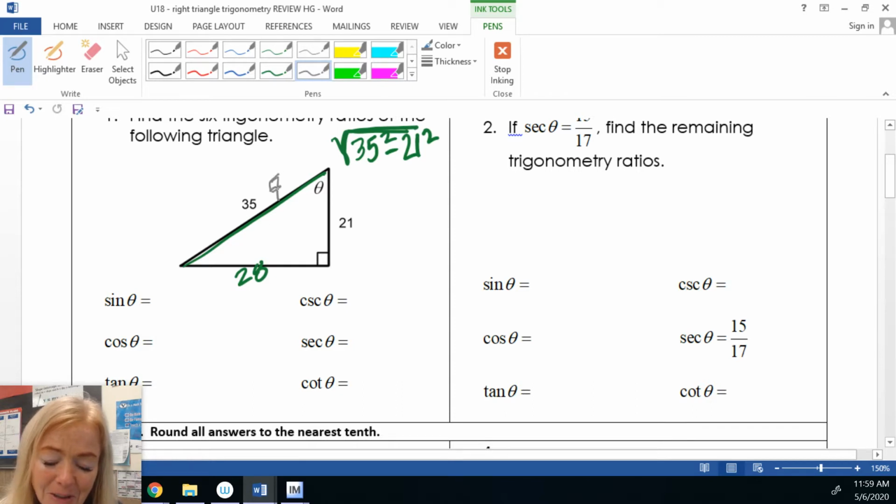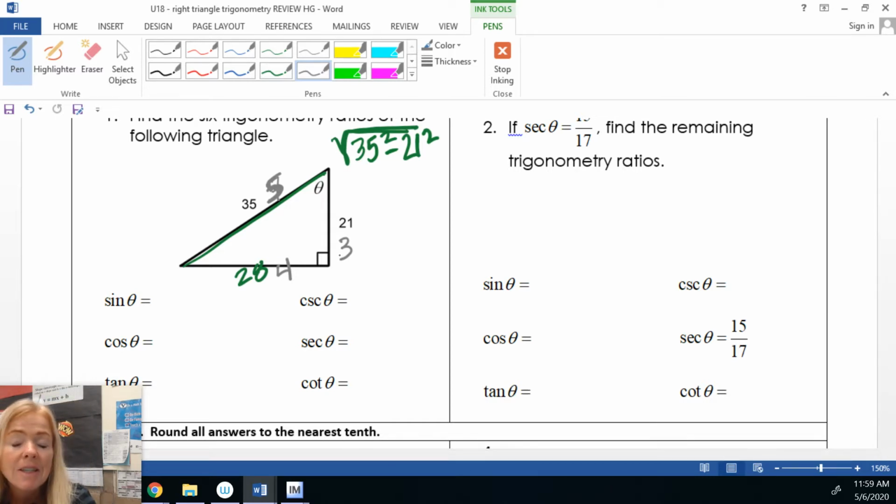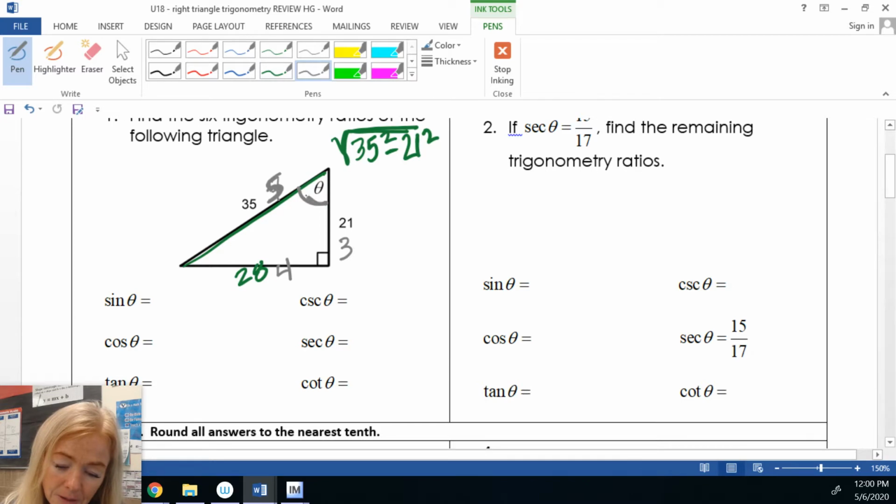7 times 5 is 35, so I'm just going to write 5 there. 7 times 4 is 28, a 4 there, and 7 times 3 is 21. So I'm going to use those, and then it's already pre-simplified, and I don't have to simplify every single ratio that I write down. So for the sine of my angle, another thing I want to do is put an O, an A, and an H in, because those are my 3 labels for the sides for sine, cosine, and tangent and the reciprocals.